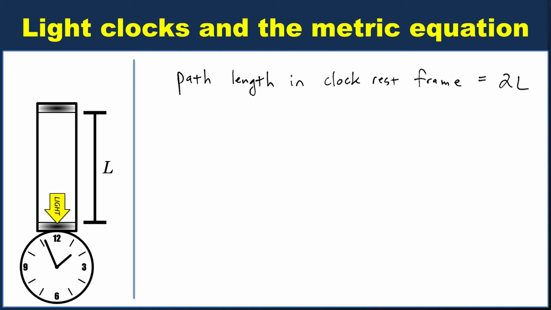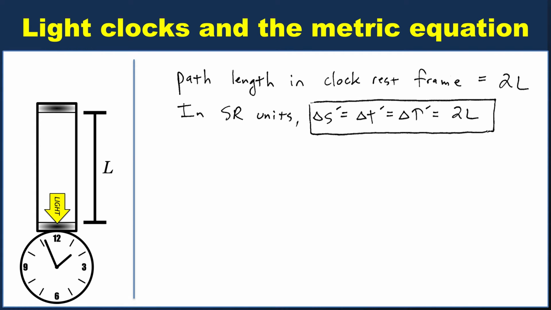Well, in SR units, that's nice because we can immediately conclude that that's also the time interval. More specifically, because we have one clock that was present for both events in an inertial frame, it was just sitting there, then we also know that that's the space-time interval, the coordinate time interval, and the proper time interval. They're all equal to 2L in SR units. So let's write that down. Delta S prime equals 2L. That'll come in handy later.